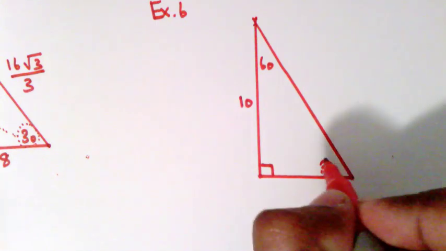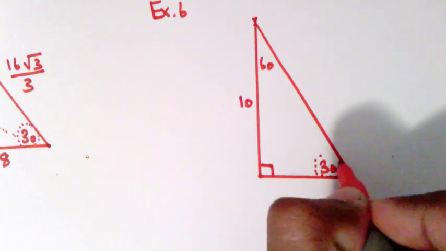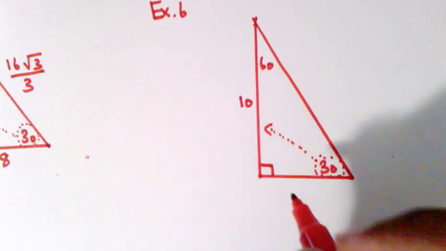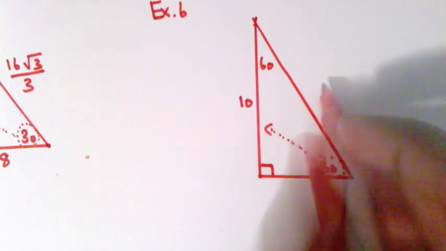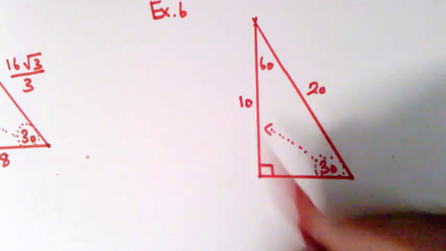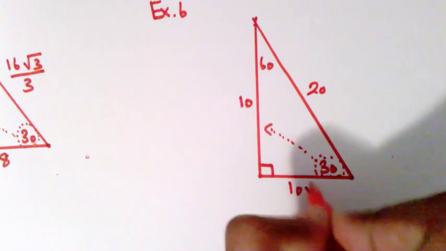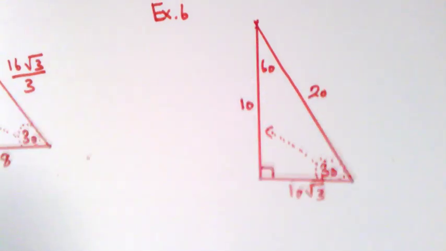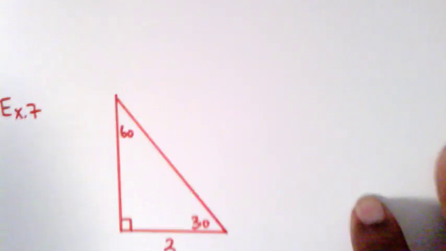Well, I'm given the side opposite 30 degrees, right? So that's going to be a length of 10. Twice that would give me the hypotenuse. That's going to give me 20. And this is going to give me 10 radical 3. How about example 7?